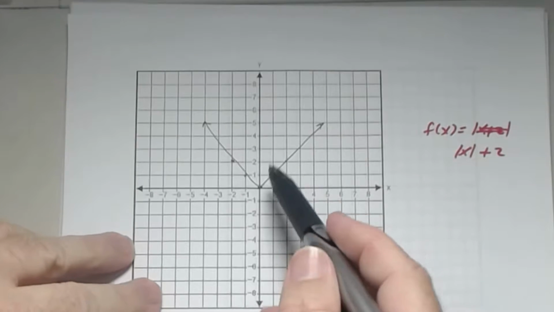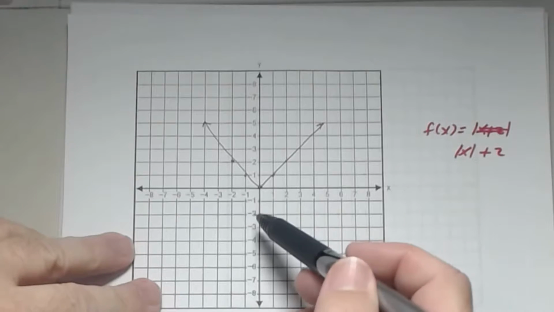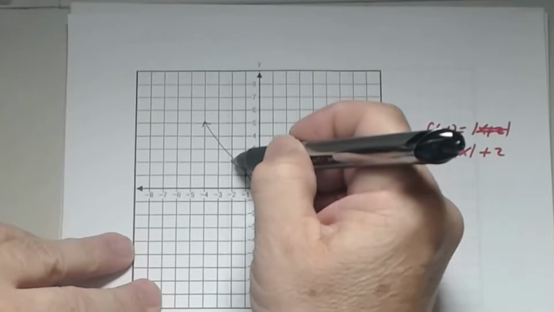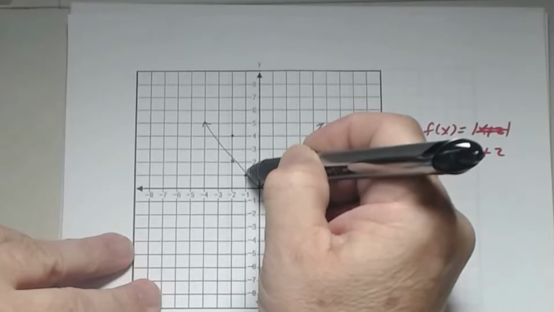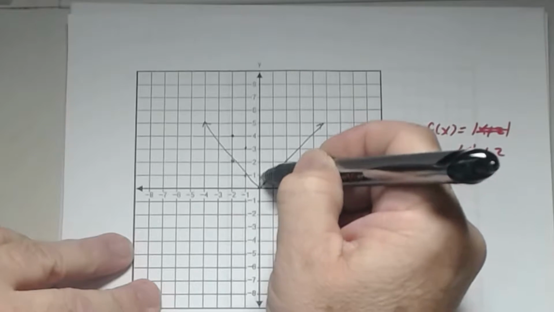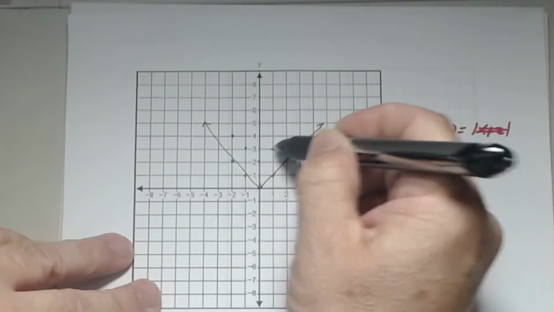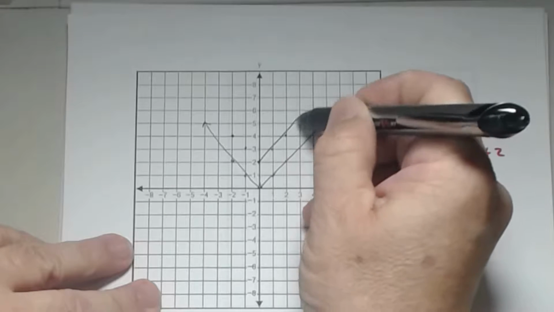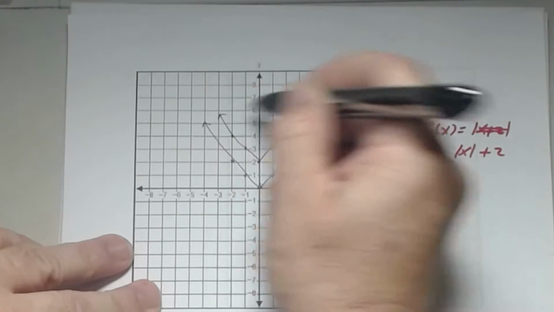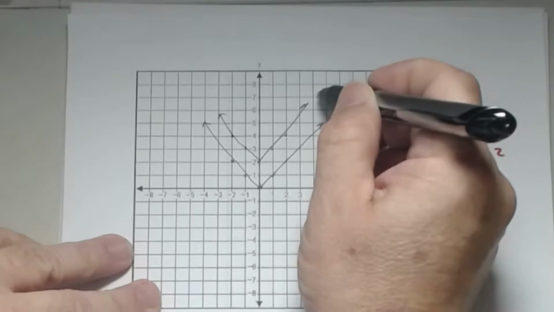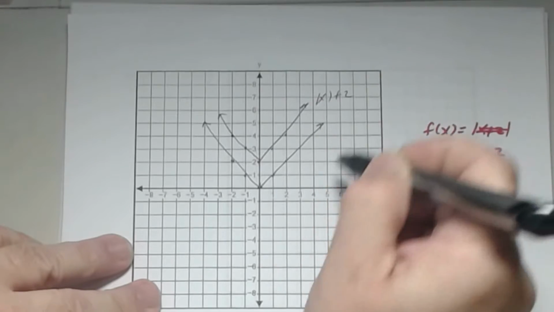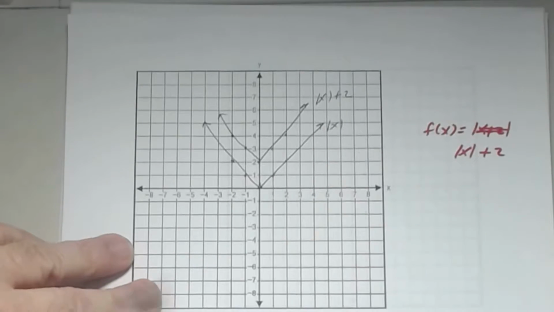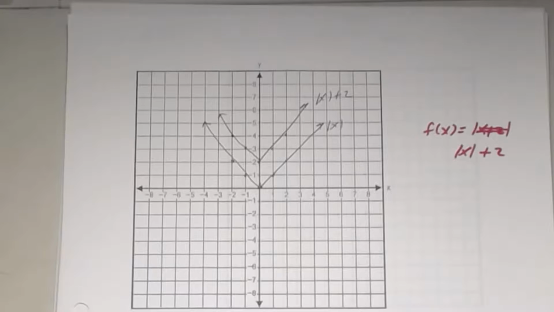So then what does this tell me to do to these points? Move it up 2. So this should go 1, 2. This should go 1, 2, and so on, right? That's what you would show. So then there's your graph. Now make sure you tell me that this is absolute value of x plus 2 here, and this is what? Absolute value of x. All right, so that's what you'd show.